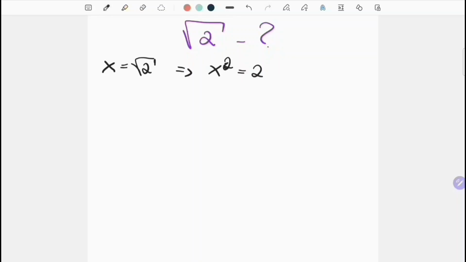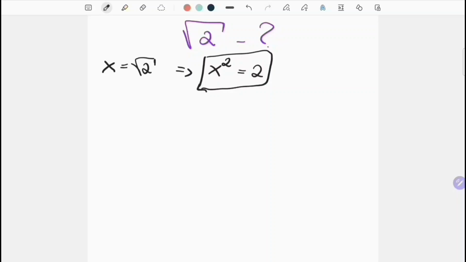And so basically finding the decimal expansion for the square root of 2 is equivalent to solving this equation, x squared equals 2, and finding the decimal expansion for x. So from now on, we will concentrate on solving this equation.